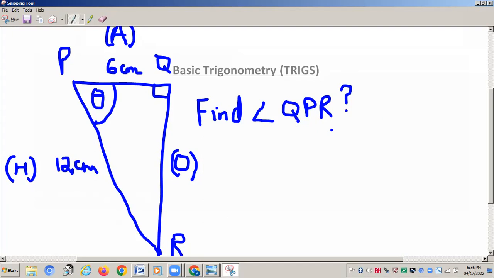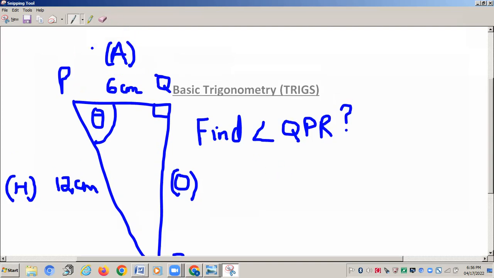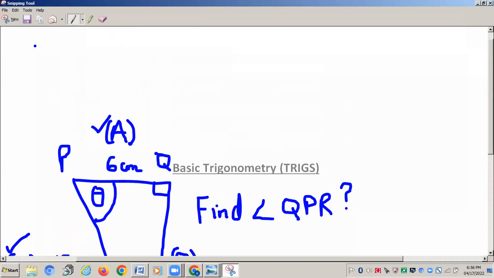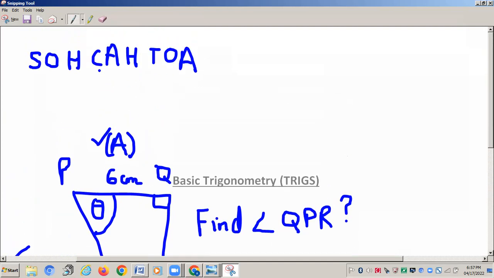All right. So which trig ratio are we going to use? We have to look at what we have, not true? What do we have? We have A and we have what? H. Hypotenuse. Write it down. Cosine. Which formula has A and H in it? Cosine. Yes.